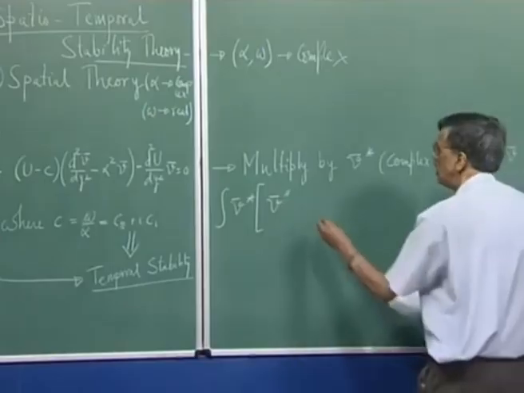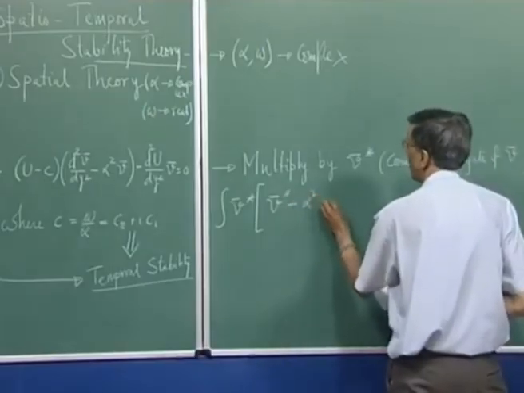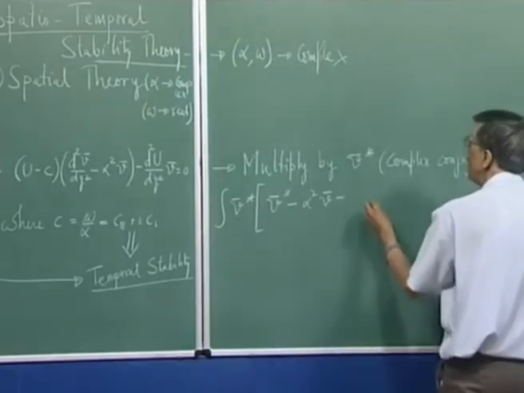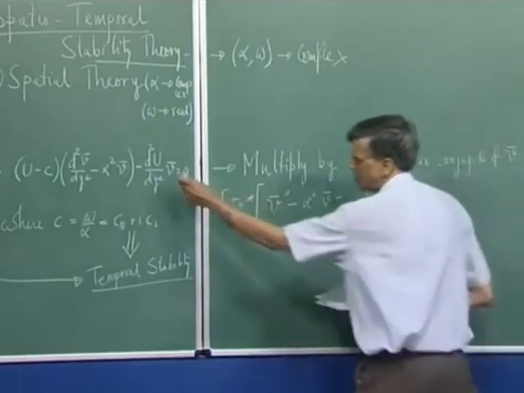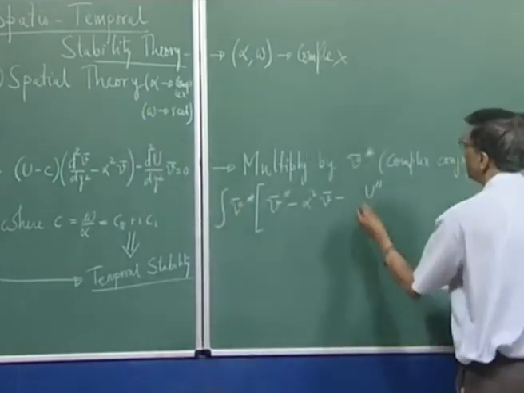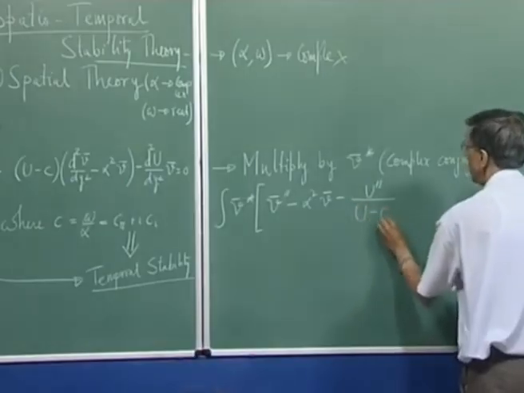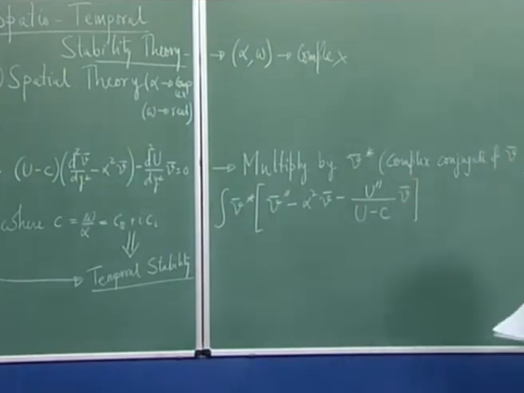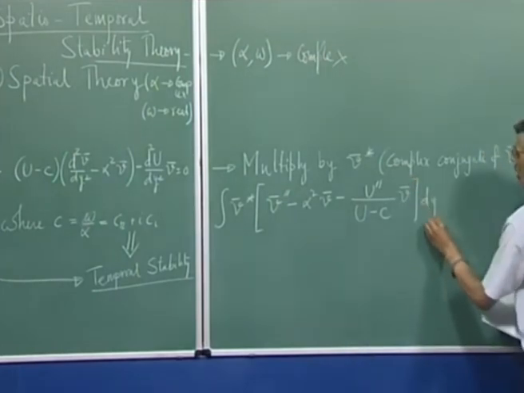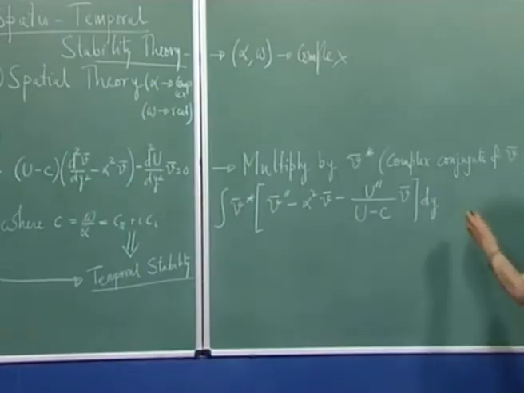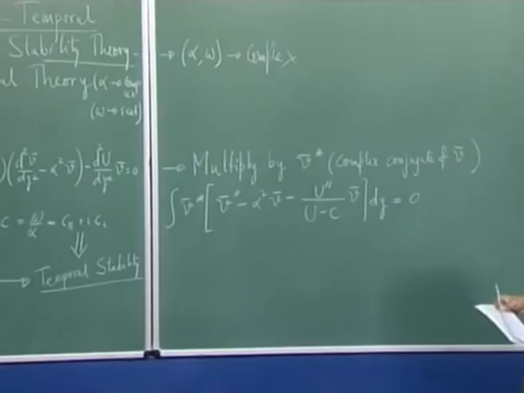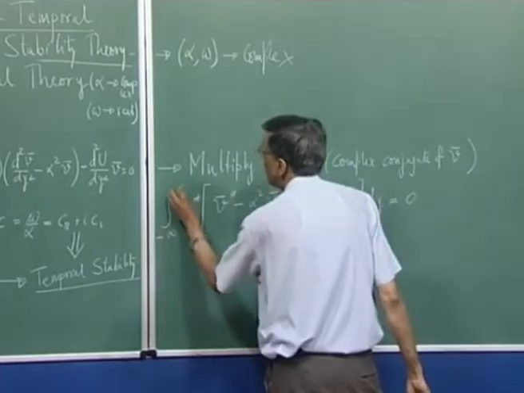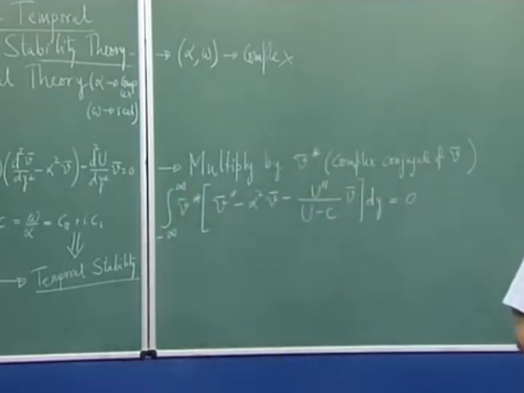So, that is understood. Then I have this alpha squared v bar, and then what do I have? I have this quantity u double prime, divided by u minus c and multiplied by v bar, and we are going to integrate over all possible range of y that can occur in the problem. So, without loss of generality, we will say that y varies from minus infinity to plus infinity.